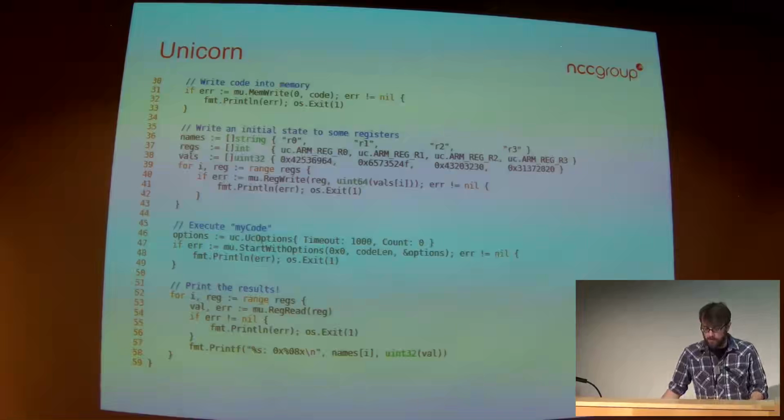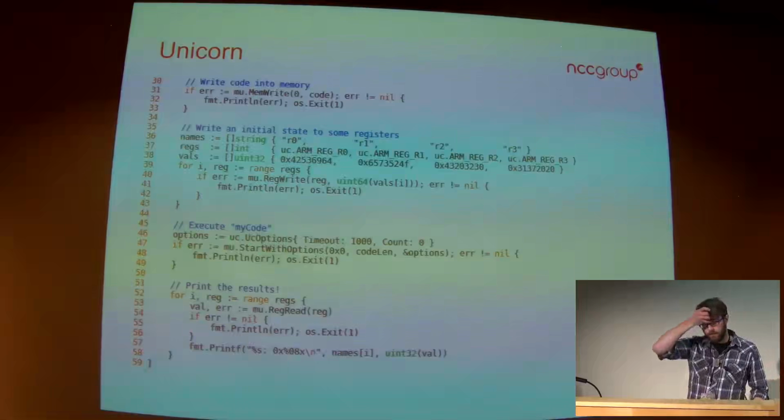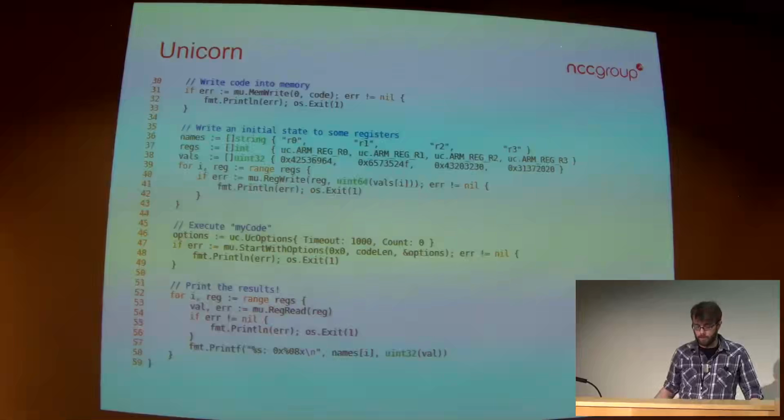There's an options thing there that's a timeout in milliseconds and a count. The count says how many instructions you want to execute. If you set it to 0, it's just going to keep going until something happens. In this case, I'm going to assume the code maybe goes into an infinite loop or causes an exception, so I'll say time out after a second. And then we can print the results.